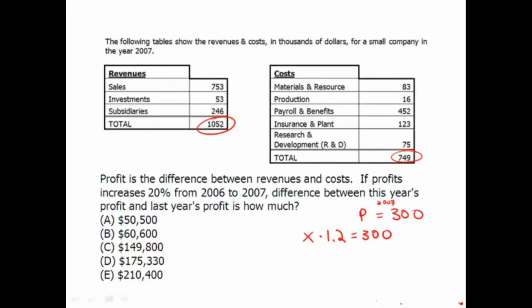Remember that a 20% increase, we can express that as a multiplier, 1.2. And so what this means is that X, this is the profit in 2006, should be 300 divided by 1.2. We'll divide top and bottom by 3. We get 100 over 0.4, divided by 4. We get 25 over 0.1, and of course dividing by 0.1, or 1/10, is the same as multiplying by 10. So this is 250. So profit last year 250, profit this year 300. So that means that the difference between them should be about 50. Of course, these are all in thousands of dollars. So about $50,000 difference in profit, and that leads us to answer choice A.